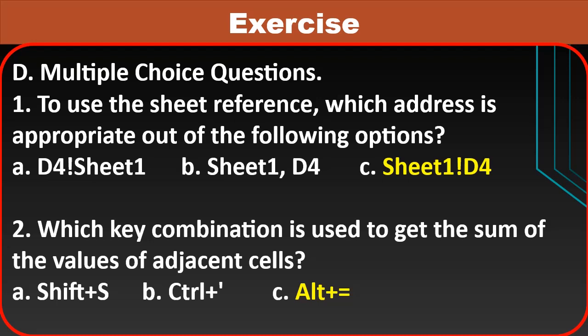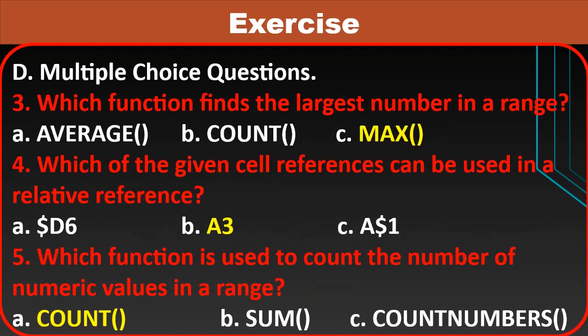Next question, which key combination is used to get the sum of the values of adjacent cells? Shift plus S, control plus single quote, alt plus equal. The answer will be alt plus equal, and this is the shortcut key for auto sum. Next, question number 3, which function finds the largest number in a range? That is the MAX function.